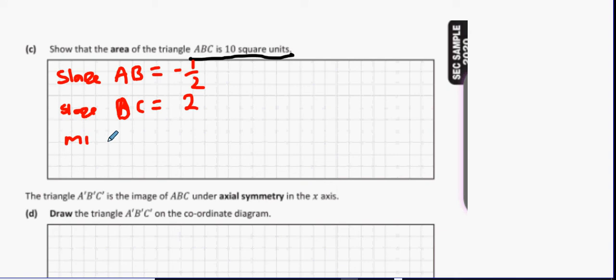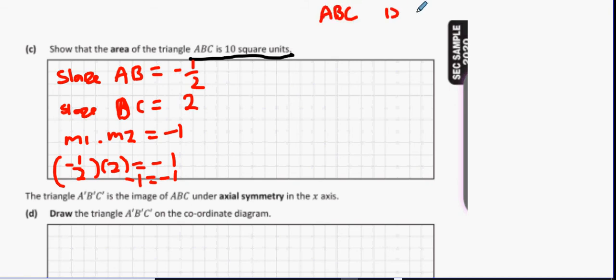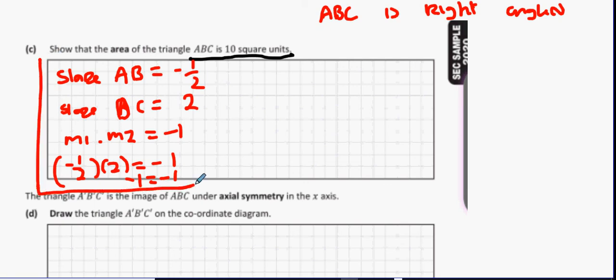What's this form? It's not in your notes, but what is it? That's how you prove that two of them are perpendicular. So when you multiply them and the answer is minus 1, they're perpendicular. Are they perpendicular? Yeah. This means that it's a right angled triangle. Now, I don't even think you have to do that. I think once you're certain it's right angles, you can just go ahead. Technically speaking, this is overkill, in my opinion.